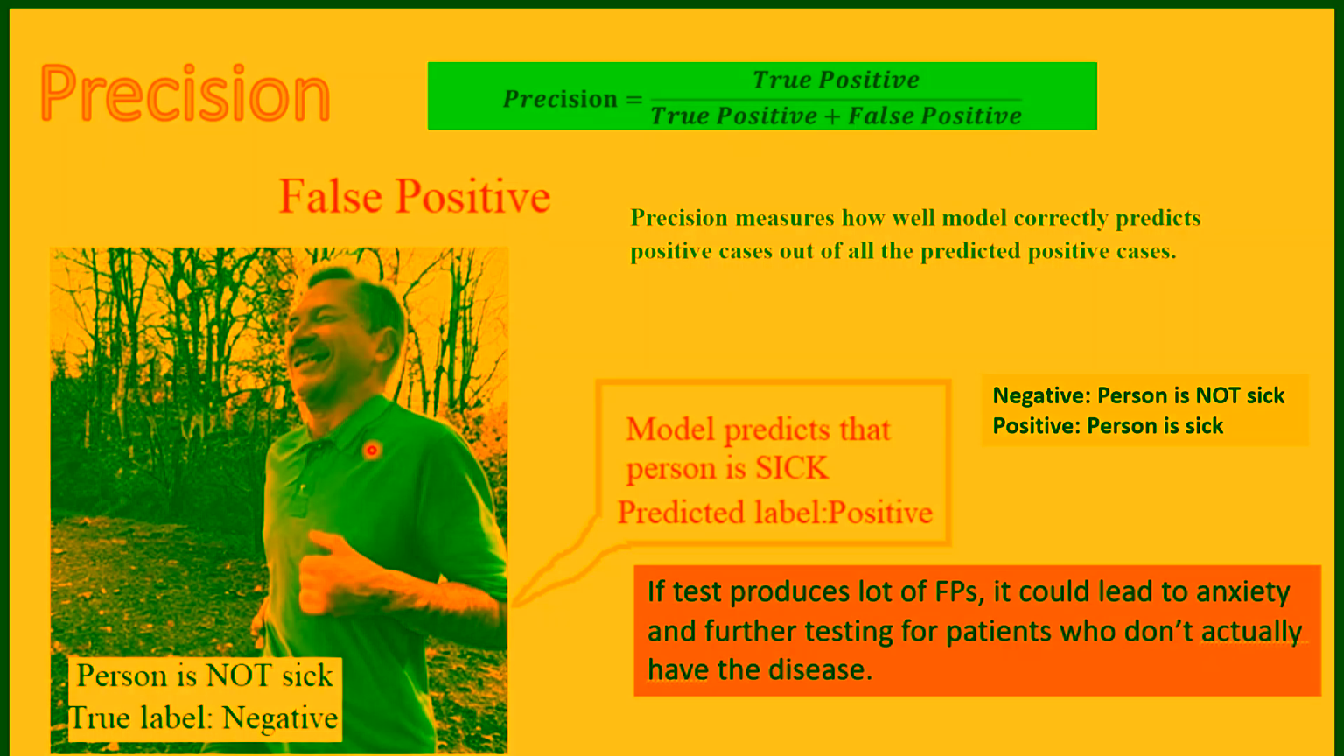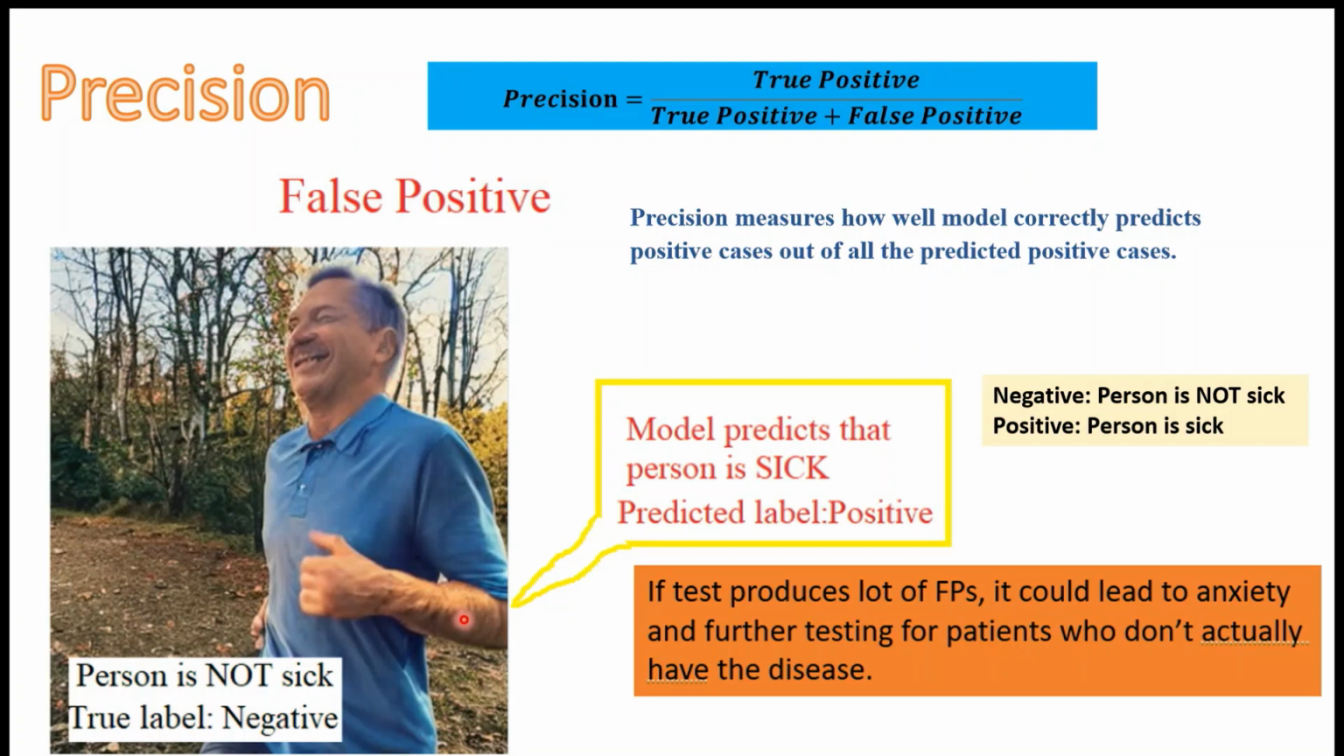Let us say we have a machine learning model which is a medical diagnostic model which can predict whether a person has a disease or not. So let's take this example. There is a person who is not sick, that means the true label is negative, but the model predicts the person is sick. That means the predicted label is positive. Then it is called a false positive. This person does not have the disease, but the model says he is a positive case, he has the disease. So that is a false positive case.